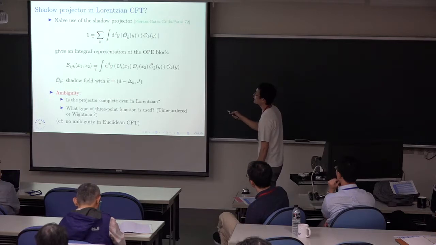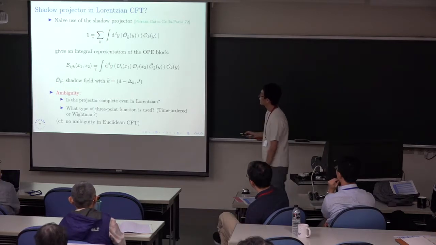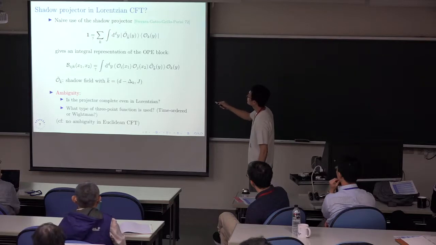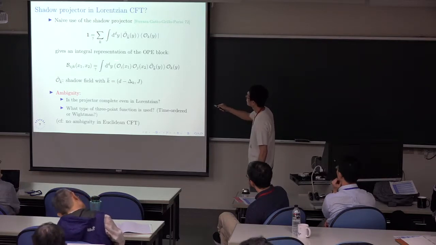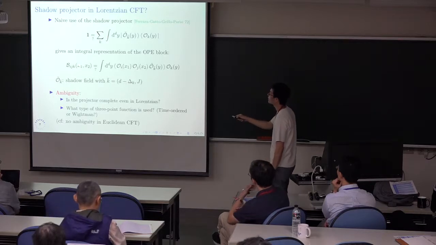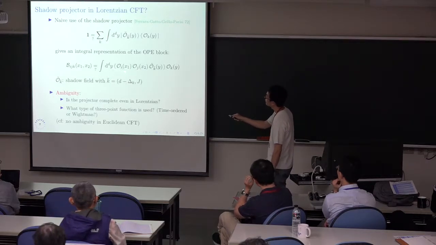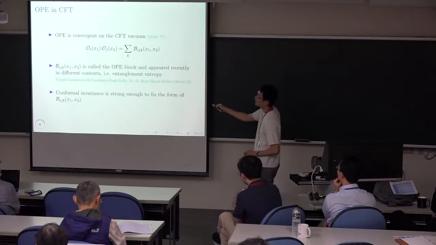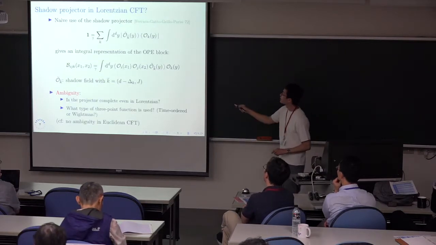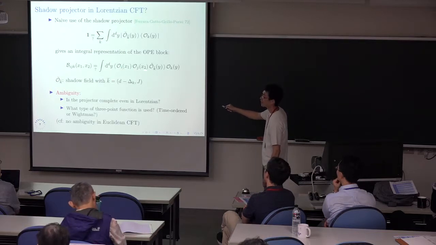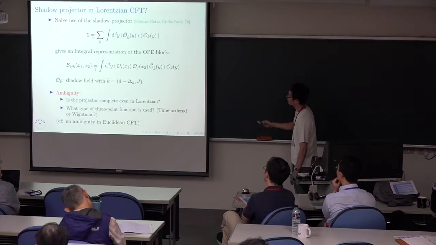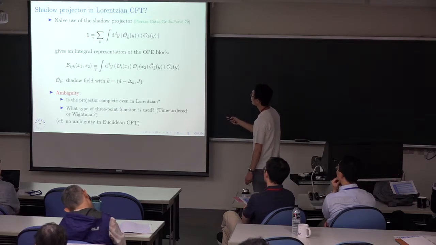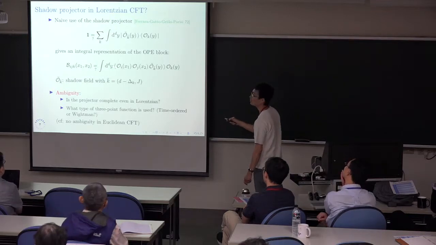This is supposed to be a projector in Euclidean signature, and if you naively use this in the Lorentzian case, you would end up with some integral representation of B_ijk. Here I just insert one into both sides. You insert one here, use this definition, and then you end up with the three-point function of O_i, O_j and O tilde_k. This is an integral representation of the OPE block, and it is correct in Euclidean signature.